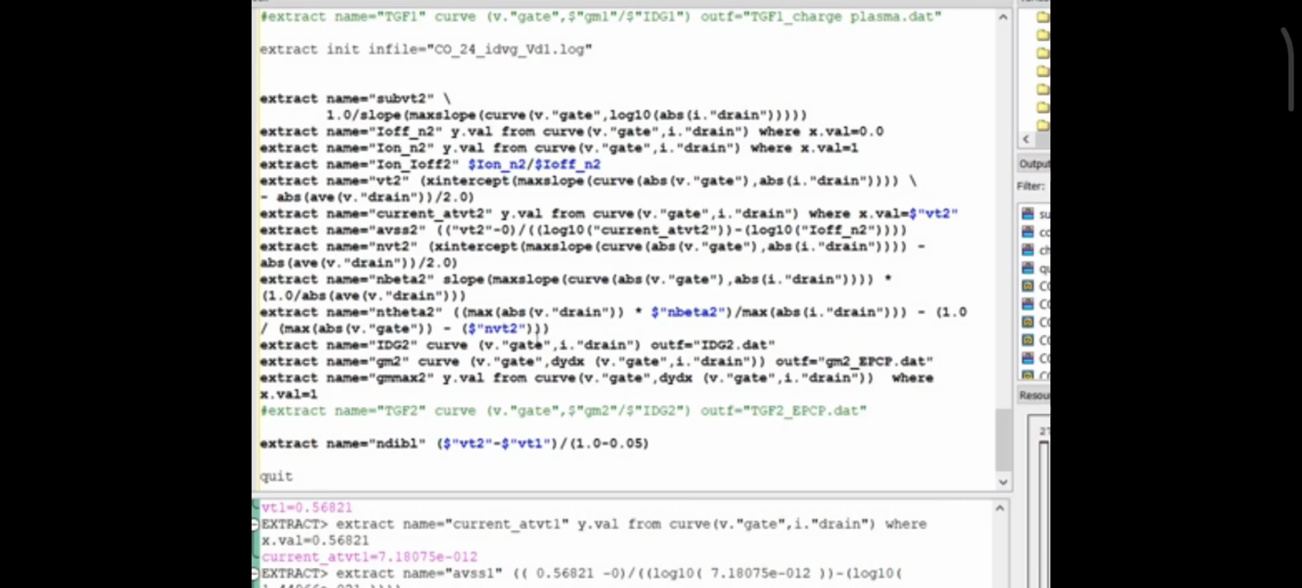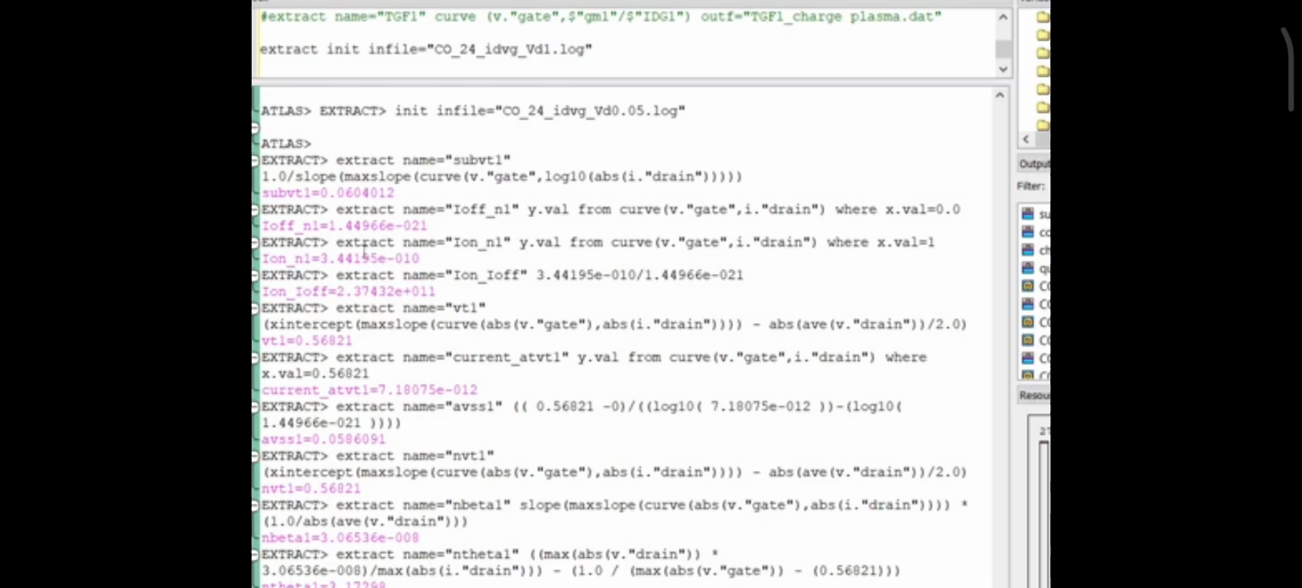I have run this program at two different voltages. We can also find out the DIBL from this code. By applying this formula, the threshold voltage at 50 millivolt and the threshold voltage at 1 volt, divided by 1 volt minus 50 millivolt, you will get the DIBL value, drain induced barrier lowering. This is the outcome.